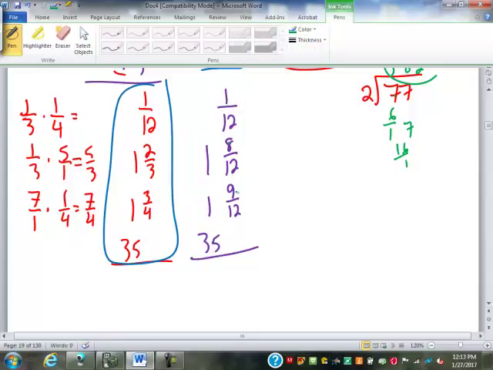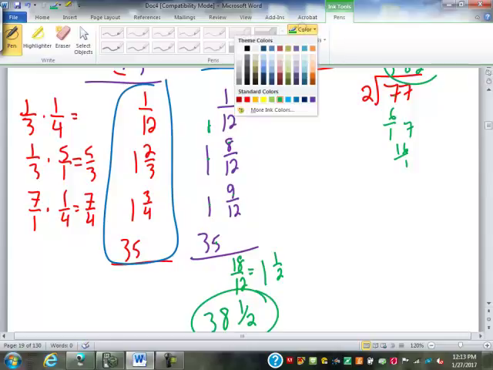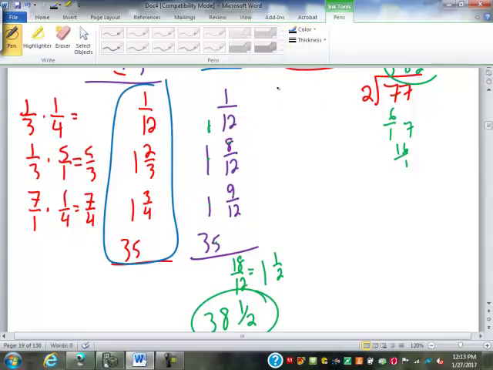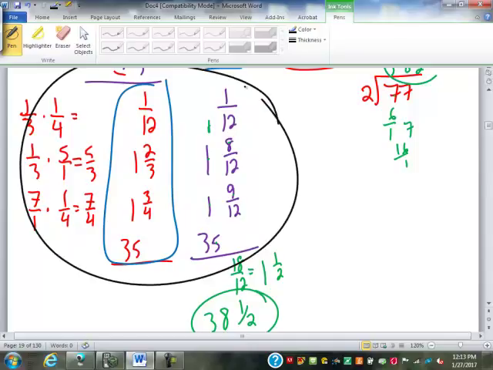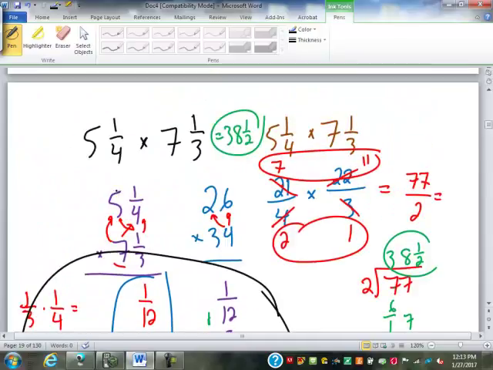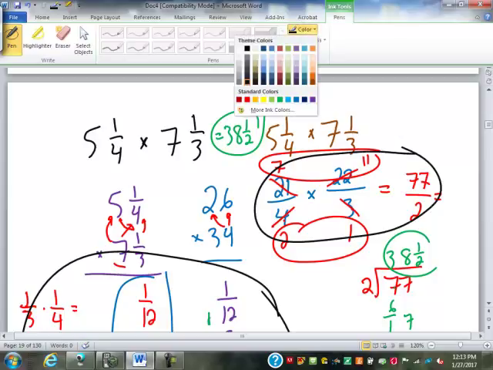1 plus 8 is 9, plus 9 is 18. 18/12 reduces to 1 and 1/2. So I keep my 1/2, I carry my 1. 1 and 1 is 2, plus 1 is 3, plus 5 is 8, and my 3, 38 and a half. I get the same answer. Now, I don't know about you, this process is a little tiring for me. I think I will stick with turning them into improper fractions.